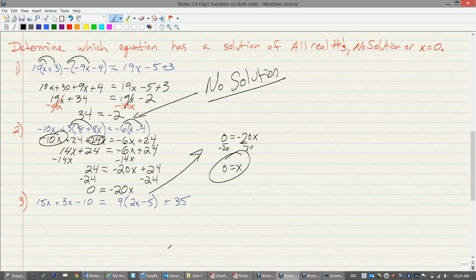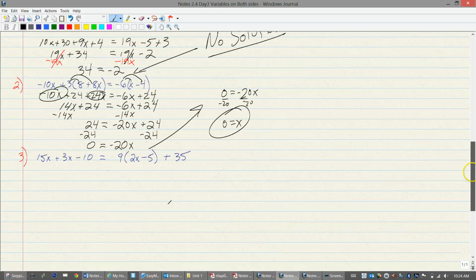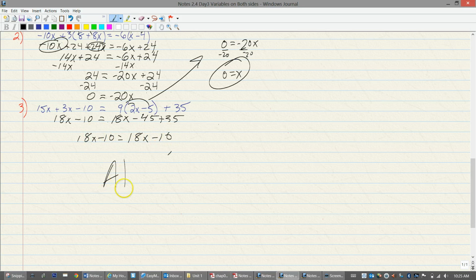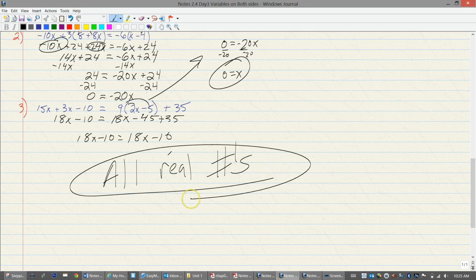That's the second one. The third one by default is all real numbers, but let me go ahead and explain how to get there. Okay? So 15x plus 3x is 18x. On the right hand side, we get 18x minus 45 plus 35. 18x minus 10 equals 18x minus 10. And you can stop there and say it's all real numbers. Okay? Which says that any value for the variable works when you take and put it in the original.